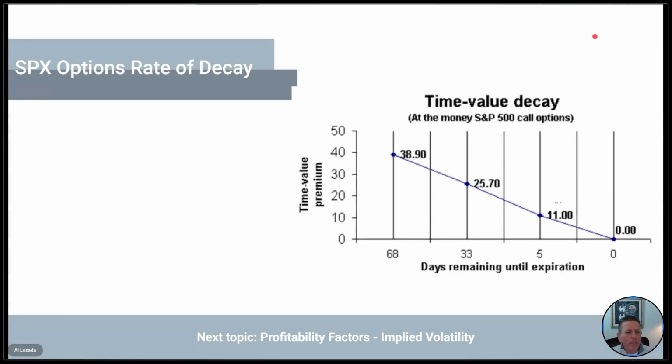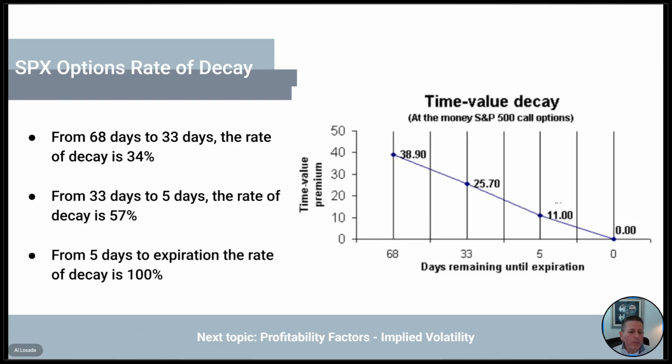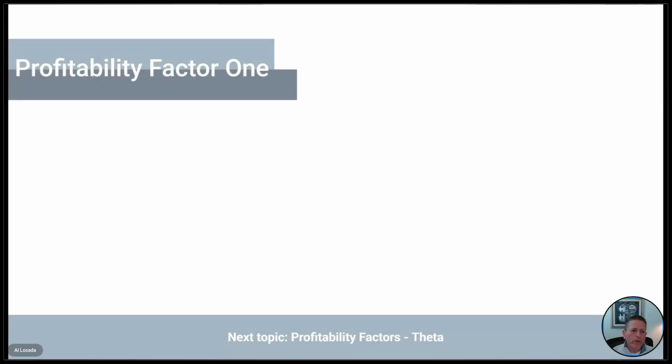Okay, so let's talk about SPX options decay. These are futures decays as well, so basically it's typically the same thing. From 68 days to 33 days, the rate of decay is 34%. From 33 days to 5 days, the rate of decay is 57%. And from 5 days to expiration, the rate of decay is 100%. So it's always helping you when you're selling options, and that happens all the way around.